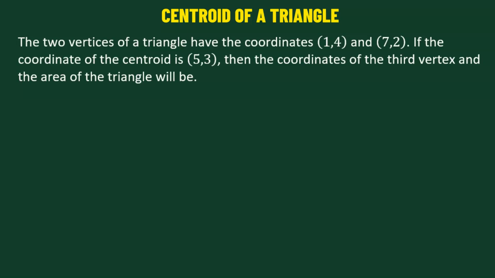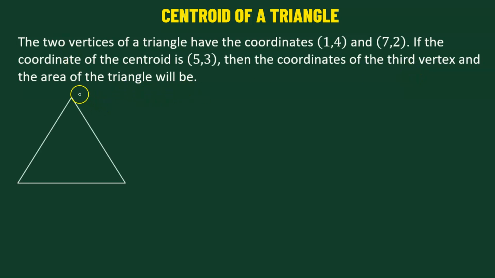So in this problem, we're given the coordinates of the vertices of a triangle. We are only provided with two vertices of the triangle, but we are also provided with the coordinate of the centroid of the same triangle. Then we need to obtain the coordinates of the third vertex as well as the area of the triangle.